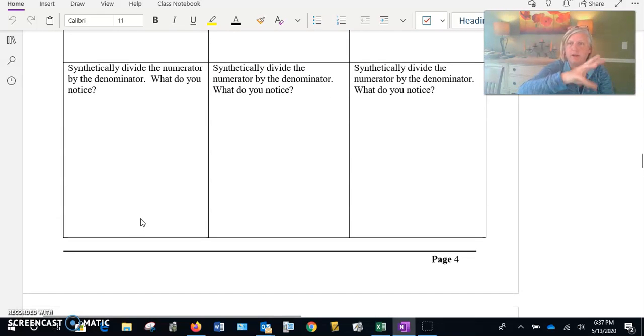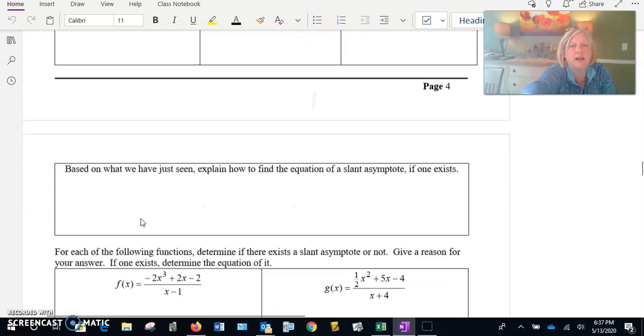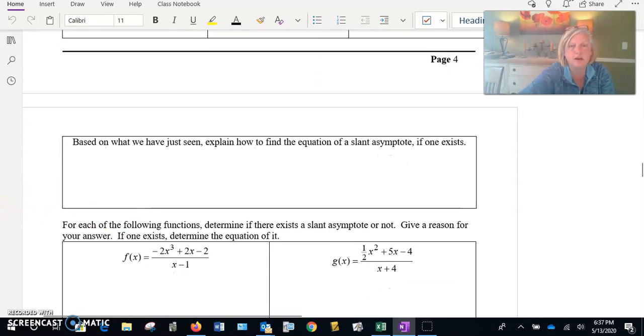Like, you would say g of x equals, and write it not in the fraction form, which it currently is. I like to call it the mixed number form, which is how many times did it go into it? What polynomial was your quotient, plus your remainder divided by your divisor, in that little mixed number format. So do that and then answer this question here. Based on what you've seen, explain how to find the equation of the slant asymptote if it exists. And we'll come back in and discuss those.